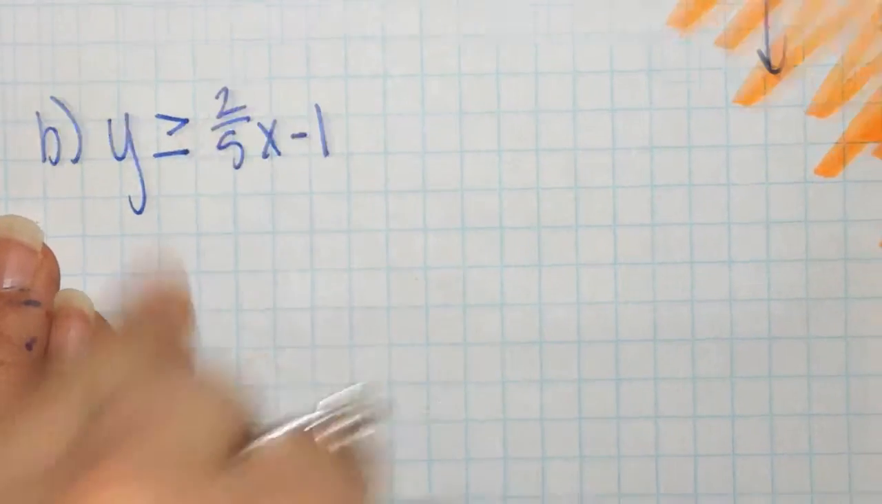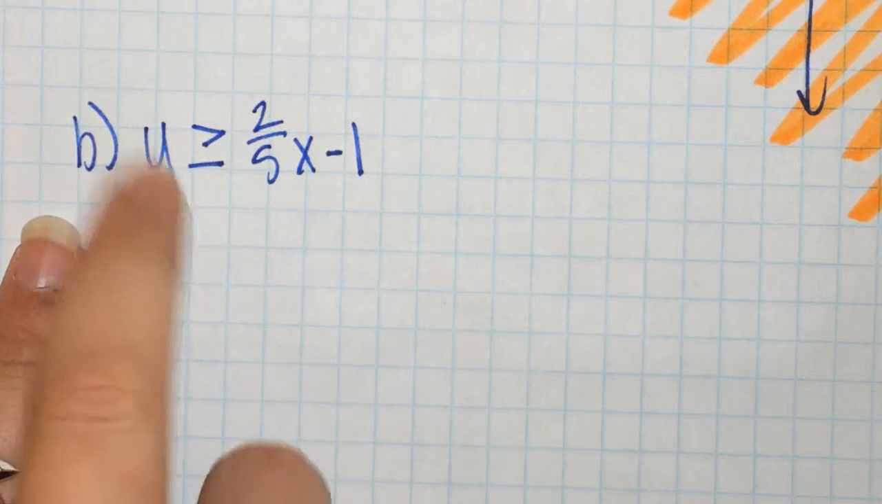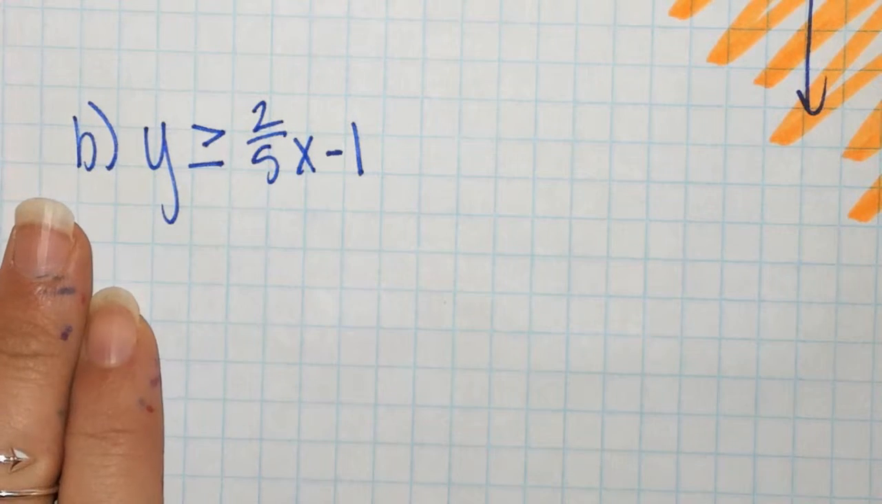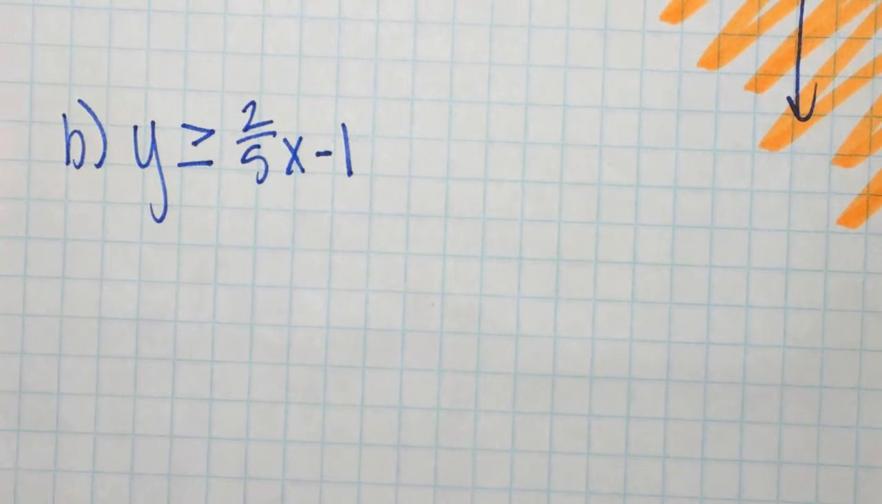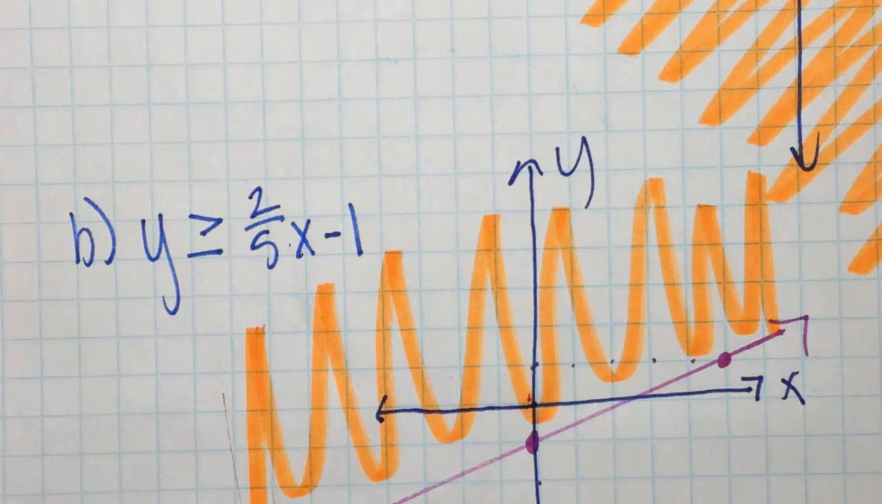Alright, so I want you to graph and shade this without me. Is this one already solved for y? Yeah. So do you have to solve anything? No. No, you just go straight to what? Right. Yes, beautiful, go. Alright, check.